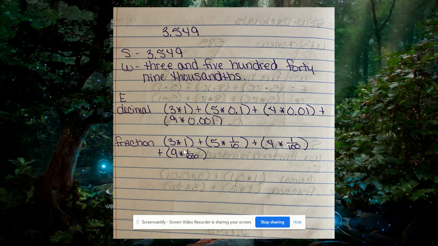If you wrote it as a fraction, you wrote this version. 3 times 1, 3 in the 1 spot. 5 in the tenth, so 5 times 1/10. 4 in the hundredth, so 4 times 1/100. And 9 in the thousandth, so 9 times 1/1,000. If you missed any of that, pause this and get that done before you move on.